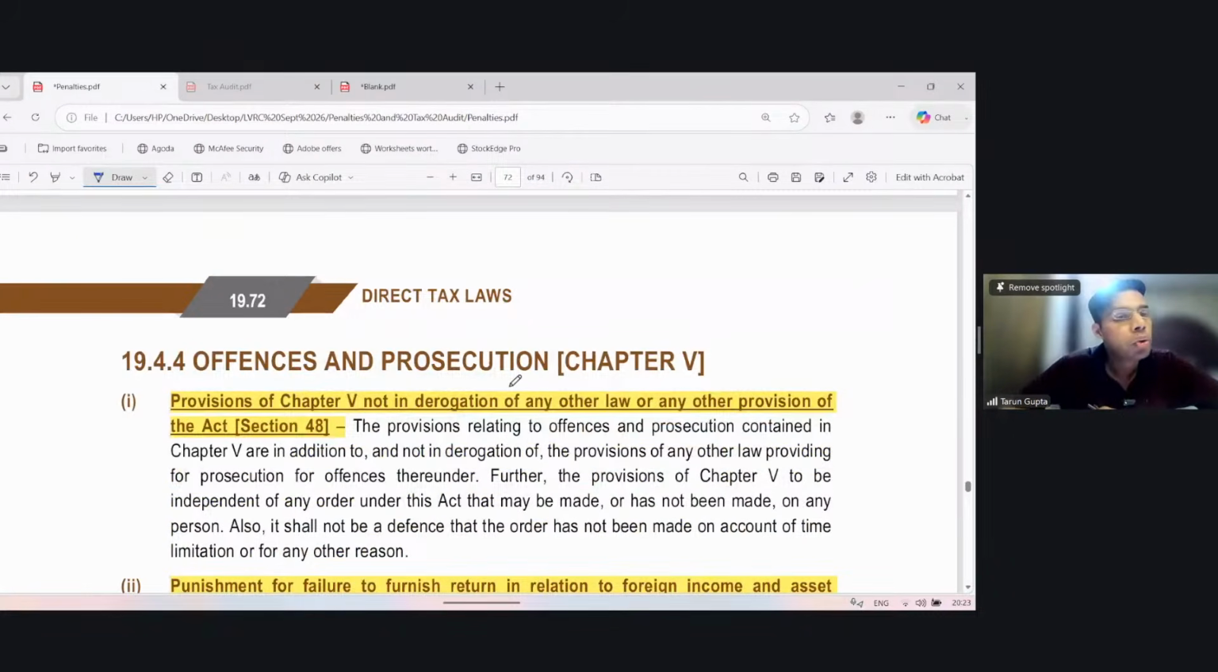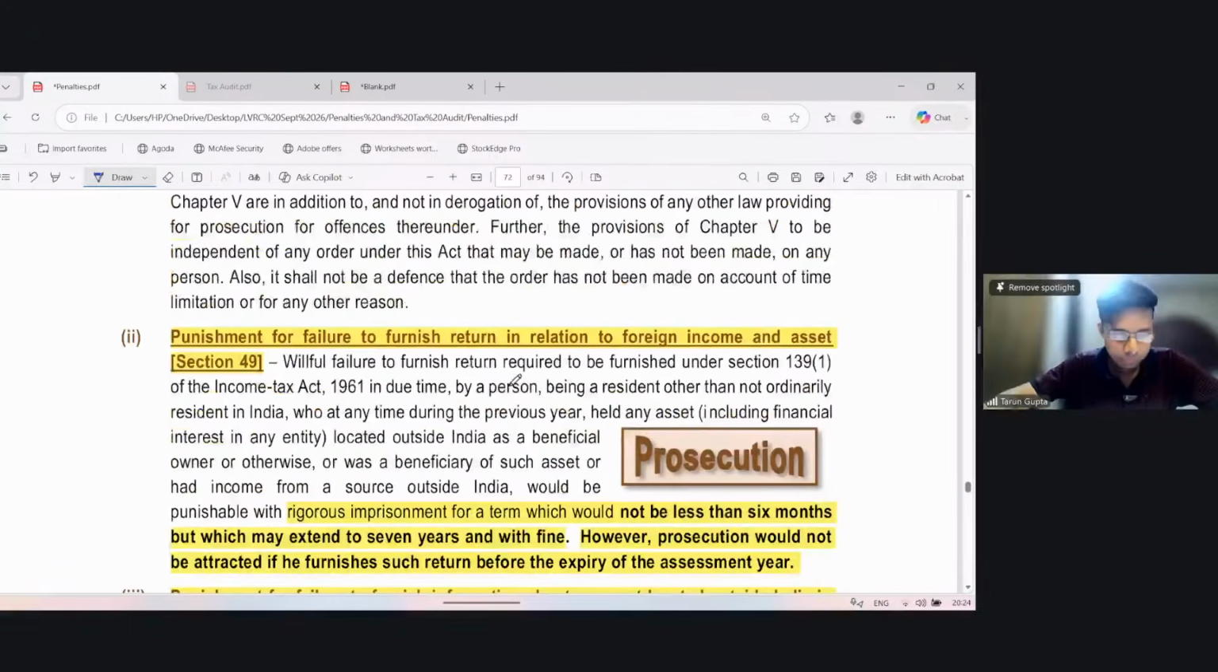Now, let's talk about the prosecution under the Black Money Act. Firstly, these prosecutions are in addition to any other penalty levied under the Act in respect of the same default. If the assessee failed to furnish a return in relation to foreign income and asset, then there can be prosecution with rigorous imprisonment for a term not less than 6 months, but which may extend to 7 years, and with fine. However, prosecution will not be attracted if such return is furnished before the expiry of the assessment year.